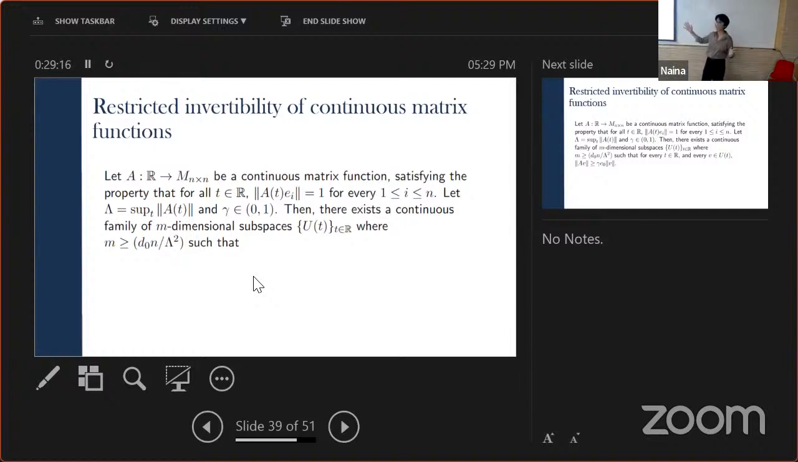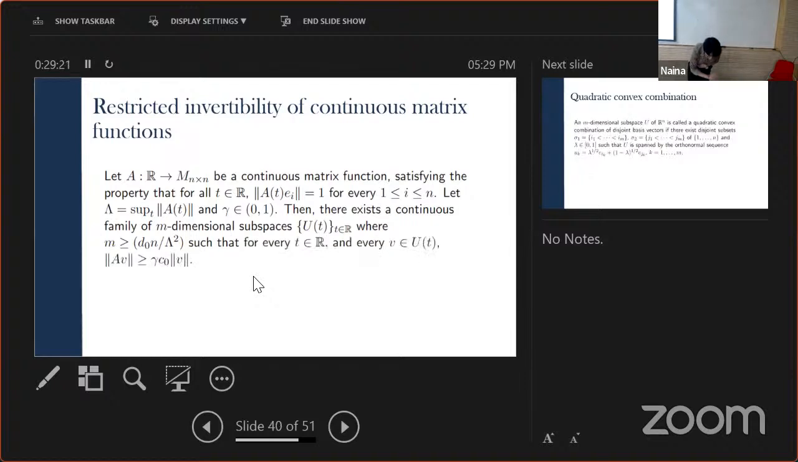So this family of subspaces that we can find is bounded below by this constant times n over lambda squared, so that at every point t, every vector in that subspace is well invertible. The gamma comes in to say that we can get arbitrarily close to c naught as we like. You can find a sequence that goes to c naught, so we can get as close as we want to being well invertible. So the projection map onto every subspace is continuous.